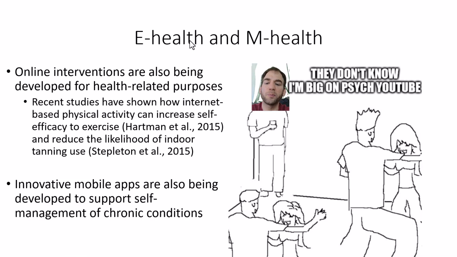Online interventions are also being developed for health-related purposes. Recent studies have shown how internet-based physical activity can increase self-efficacy to exercise and reduce the likelihood of indoor tanning use. Innovative mobile apps are also being developed to support self-management of chronic conditions. So we have some findings that suggest some improvements associated with health outcomes, such as self-efficacy, again, your belief in your ability to accomplish a goal, basically. And here, the likelihood of indoor tanning use.